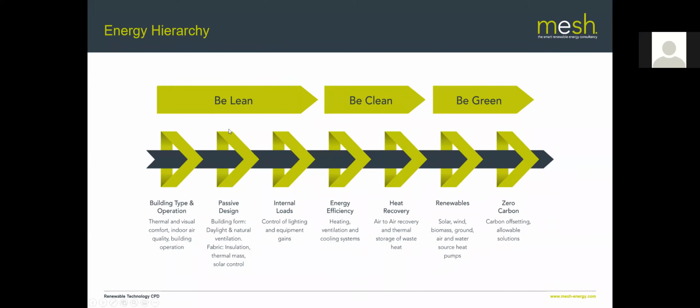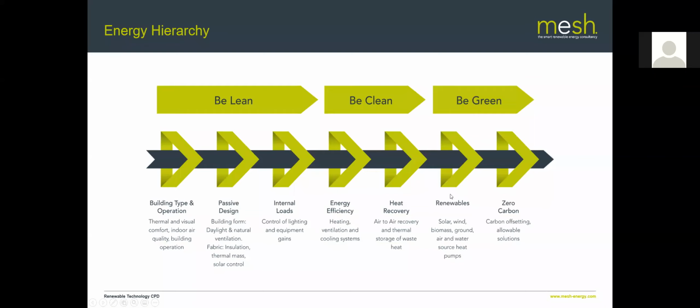Then we're trying to reduce the amount of energy the building will use from first principles. So that's increasing the use of natural daylight, increasing the use of natural ventilation rather than mechanical ventilation, increasing insulation, using thermal mass to its best advantage, and preventing overheating through clever design of solar control. Then we're looking to introduce a reduction in internal loads. So that could be reducing the amount of artificial lighting, and so on and so on, all the way through.